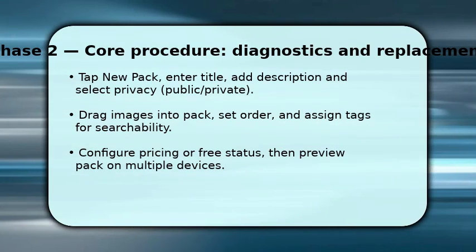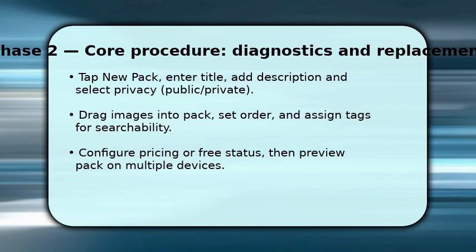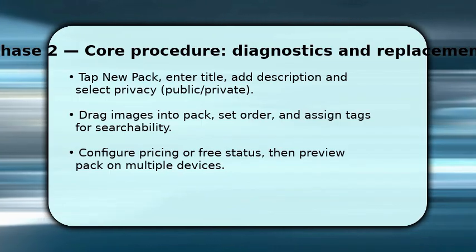You now build and organize the sticker pack. Tap New Pack, type a clear title and description, and choose Public or Private so you control distribution. Then drag your prepared images into the pack, reorder them by importance, and add tags for discoverability. Make sure to set pricing if applicable or mark the pack as free.